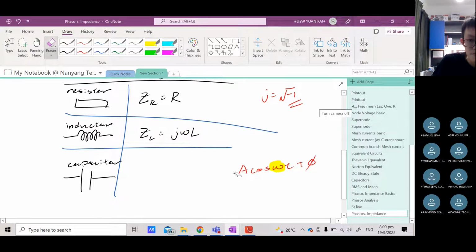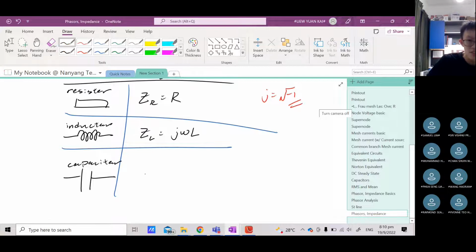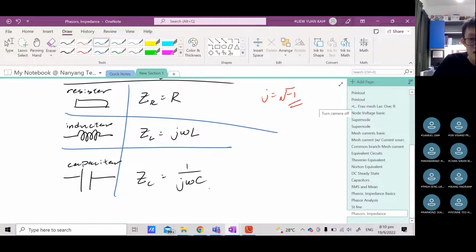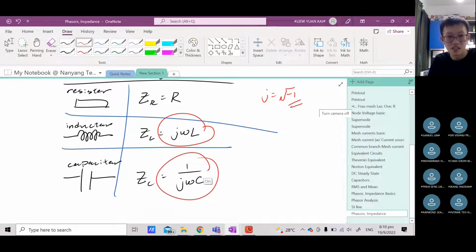Next we have the impedance of a capacitor. The impedance of a capacitor is given by 1 over J omega C. In case you didn't know, L stands for the inductance of the inductor. J again is the root of -1, omega is the radian frequency of the source, and C is the capacitance of the capacitor. So this one is J omega L, and this one is 1 over J omega C.